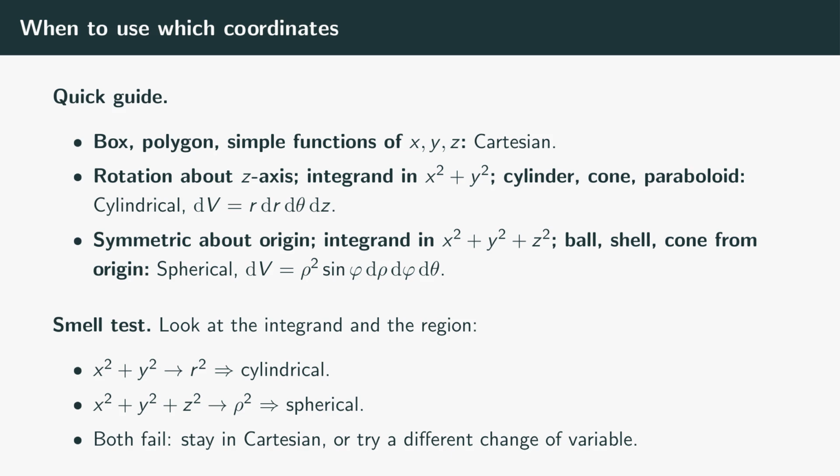If the symmetry is radial about the origin, a ball, a shell, a solid cone with apex at the origin, or the integrand involves x squared plus y squared plus z squared, which is rho squared, switch to spherical. The volume element gains the much trickier factor rho squared sine phi. The smell test: x squared plus y squared in the integrand or boundary means cylindrical. X squared plus y squared plus z squared means spherical. If neither pattern appears, Cartesian is usually correct, or you may need a more exotic substitution. The general framework for that, the Jacobian, is one of the last topics of multivariable calculus before vector fields take over the show.